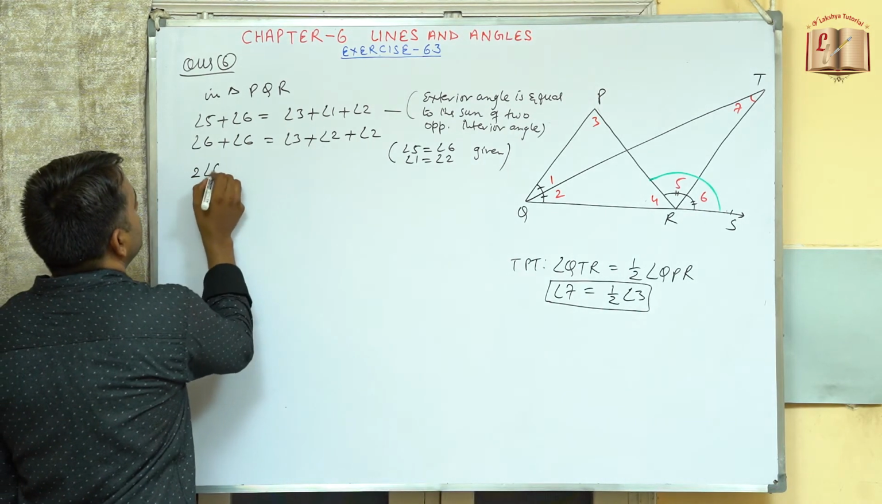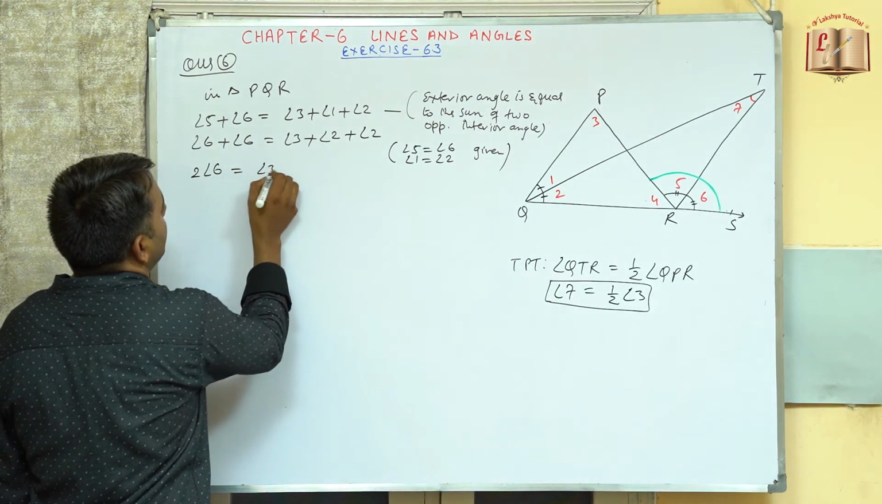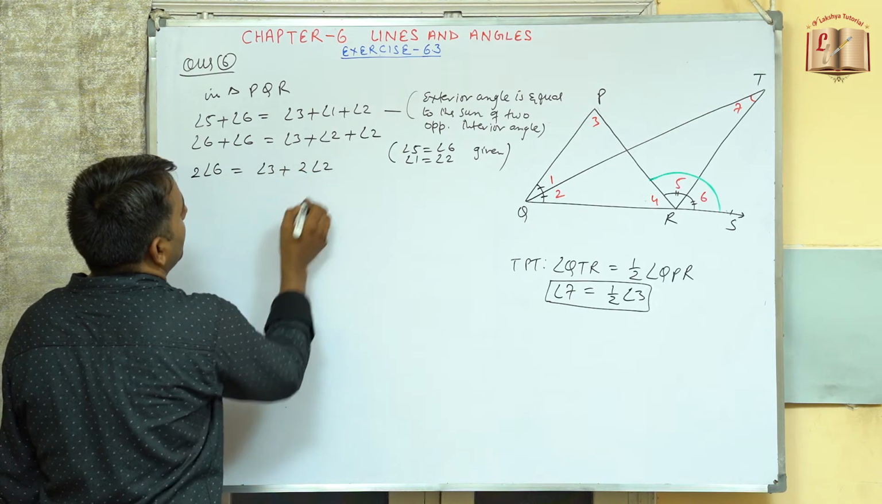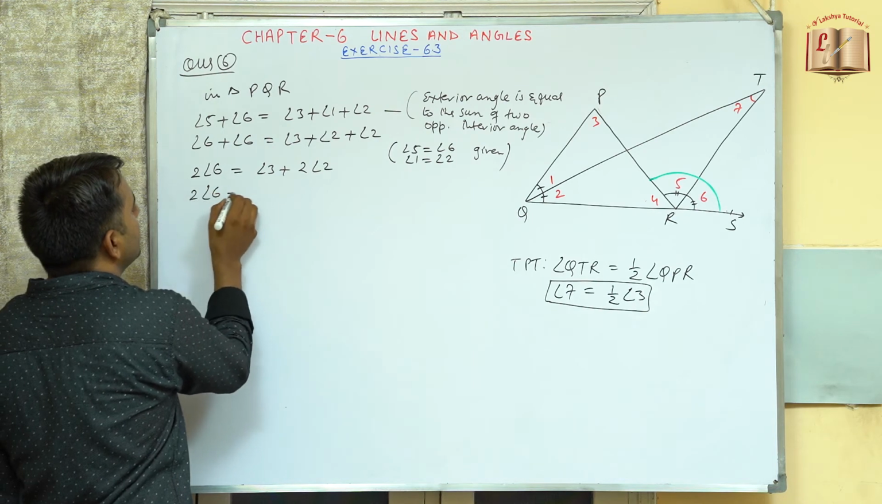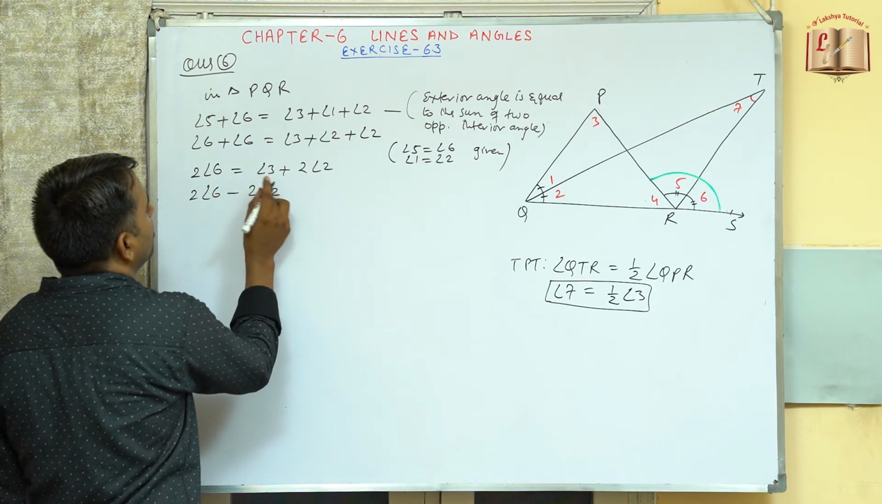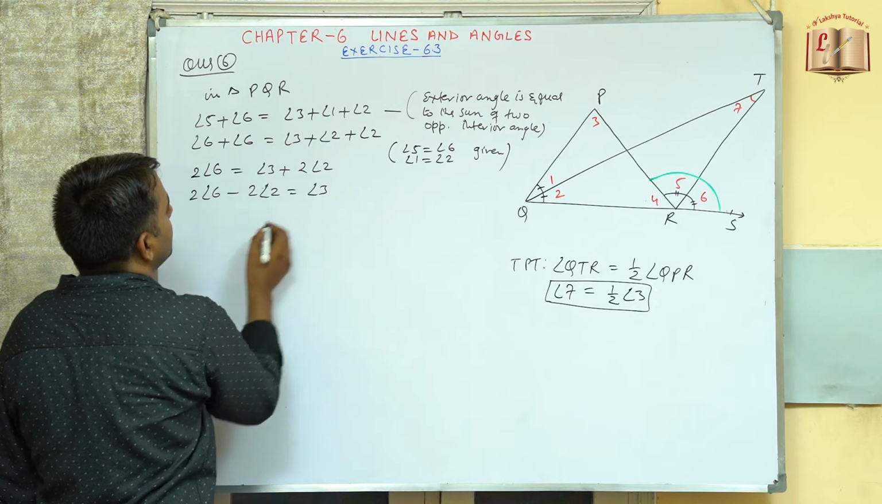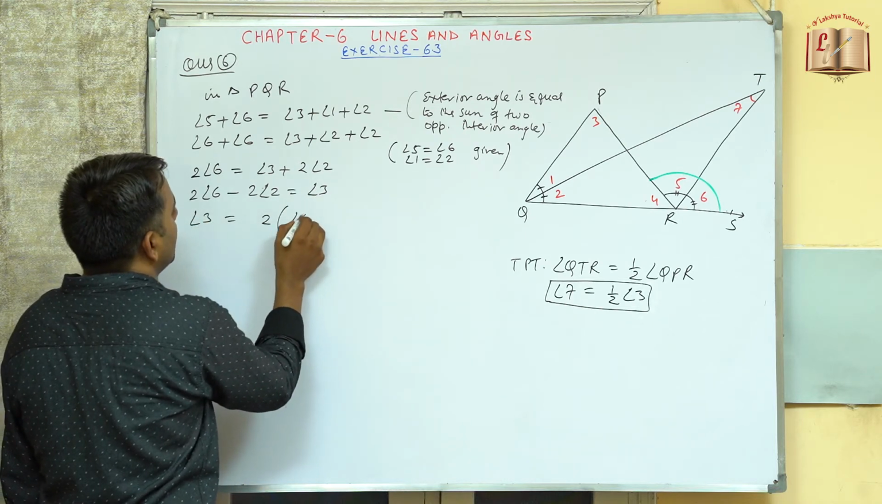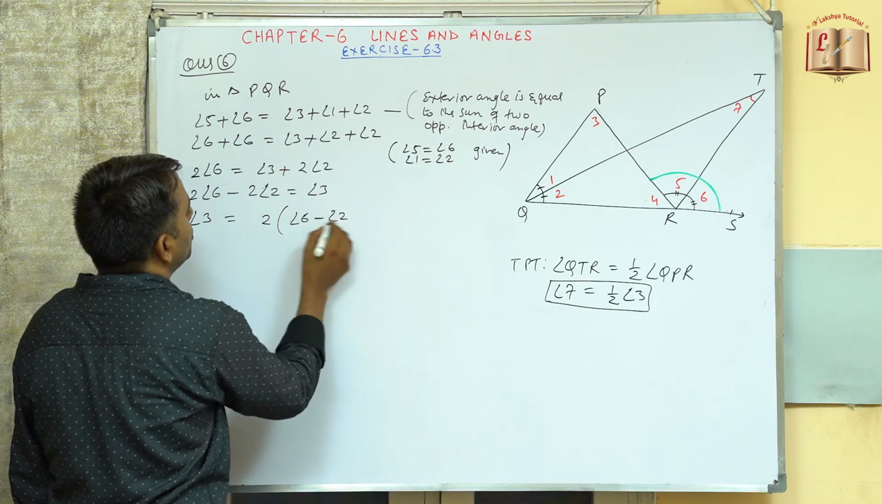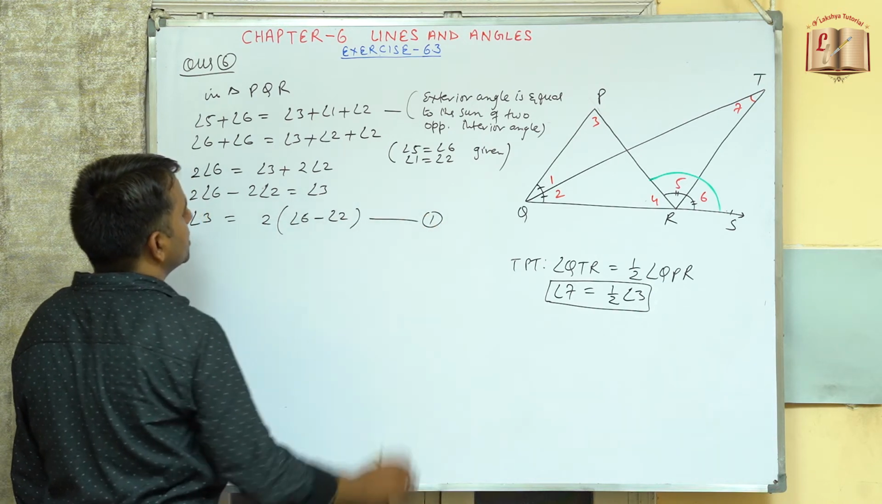Now twice angle 6 is equal to angle 3 plus twice angle 2. This can be taken over, so twice angle 6 minus twice angle 2 is equal to angle 3. I can write angle 3 equals twice, taking common, angle 6 minus angle 2. Take this as equation number 1.